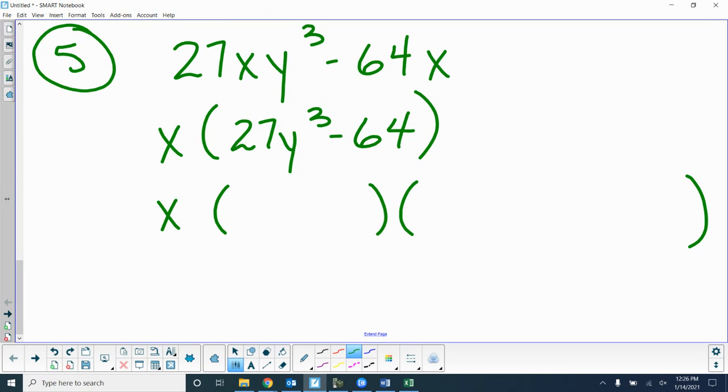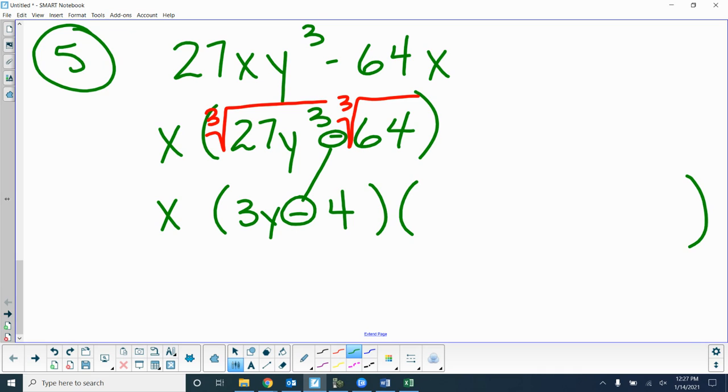Autumn, how do I get the binomial? Yeah, cube root. Hunter would say divide by 3, but that's not what we're doing. Right? What is the cube root of 27y cubed? 3y. What is the cube root of 64? 4. What symbol between them? Minus. These are the same. Okay?